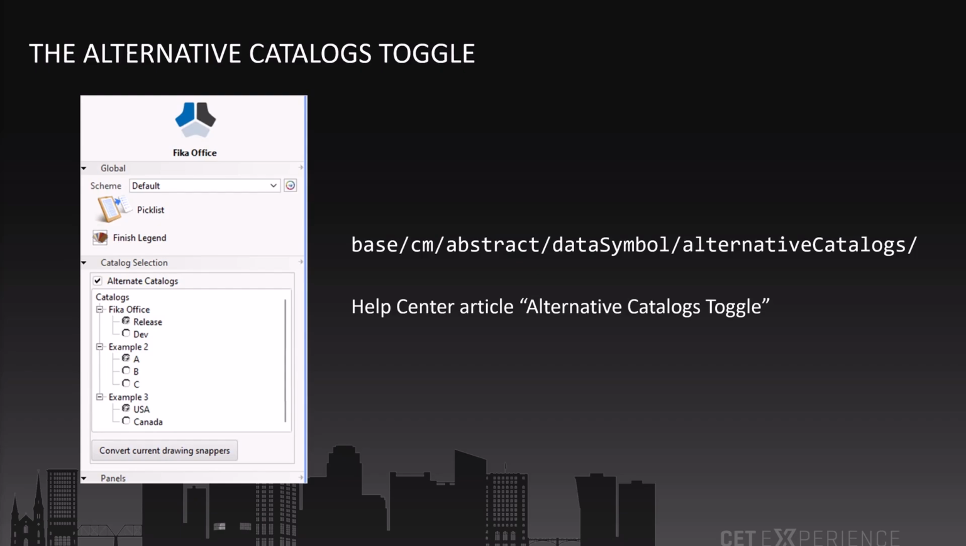I'm just going to touch a little bit on the alternative catalogs toggle. This is a tool available in Abstract Data Symbol under the folder Alternative Catalogs. This was a solution to figure out a route to handle when an extension has multiple versions of the same catalog.